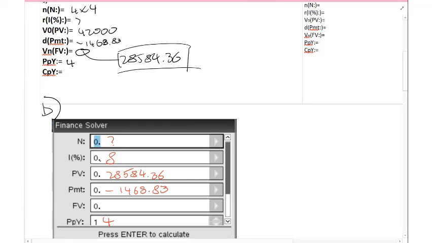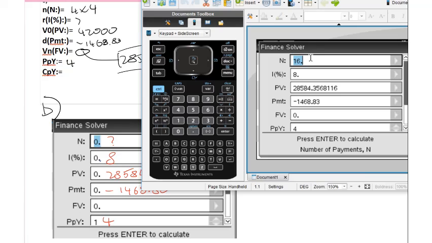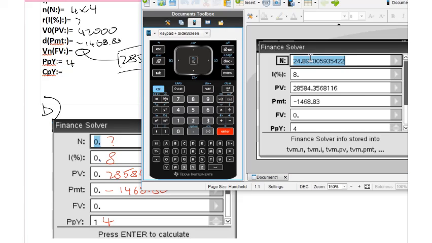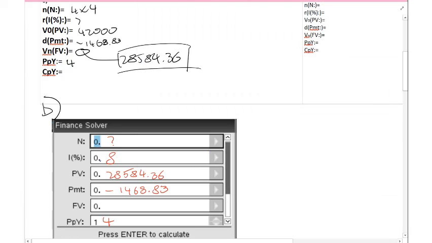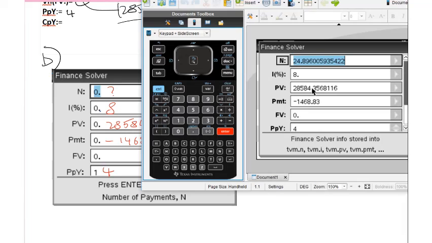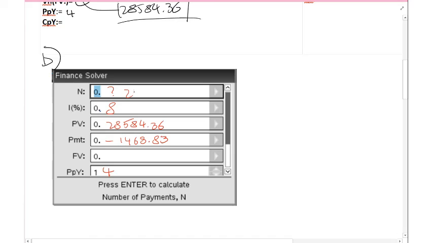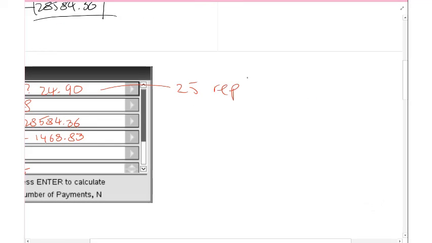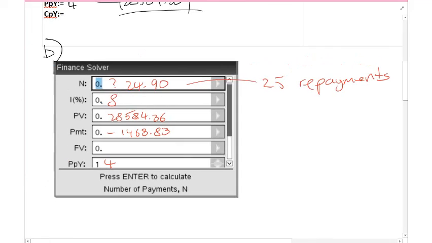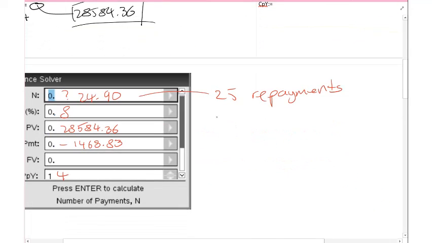All right. So now we go to the calculator, and I've put all those numbers in, and I press enter. And what I find here is that there is going to be 25 repayments. So that's basically 24.90. So basically 25 repayments. Okay, so that means, because that's a quarter, that means 6 1/4 years.